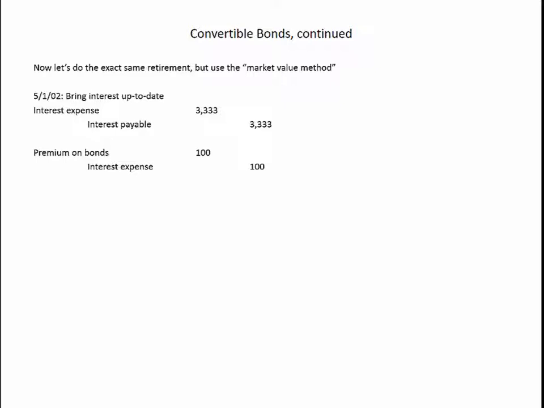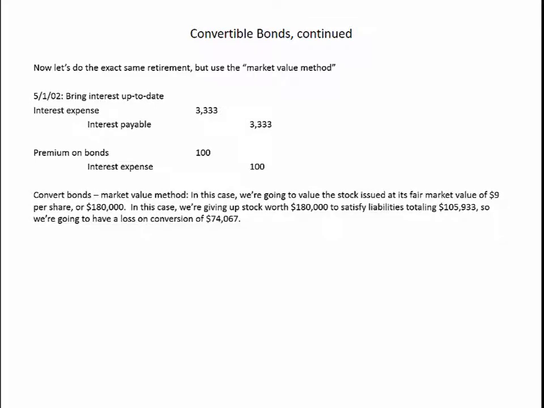Now when we go to retire the bonds, again, we're going to take the bonds payable and the premium on bonds payable and the interest payable off the balance sheet. So there's our $105,933 again. But now we're going to assign to the stock the market value of the shares being issued. And again, we're issuing 20,000 shares of stock worth $9 each, or $180,000.